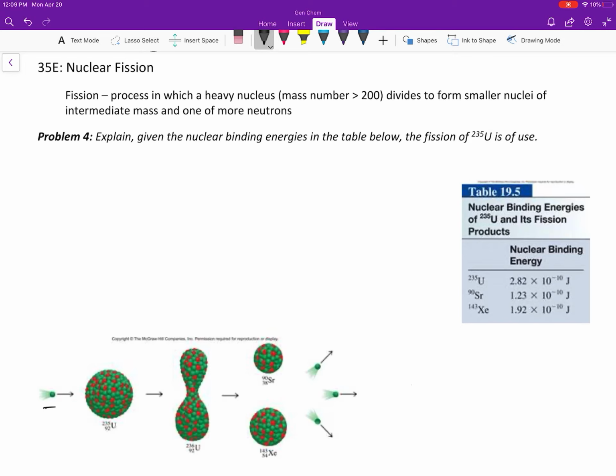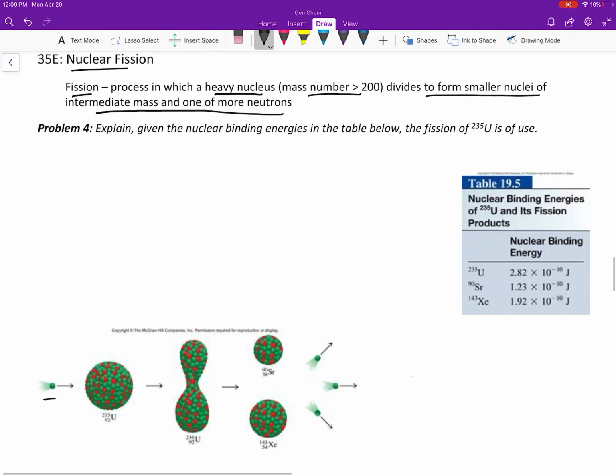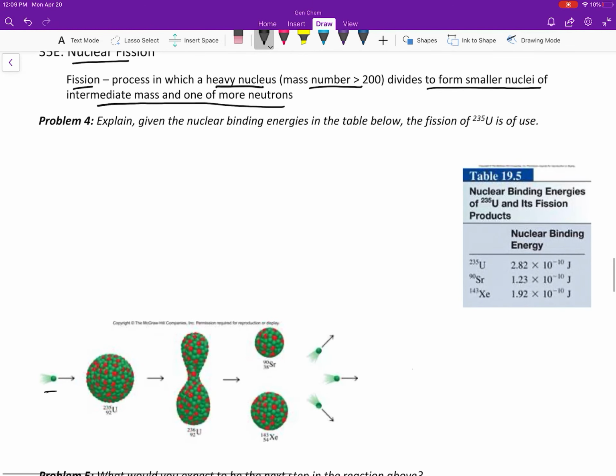Now we're going to talk about nuclear fission, which is the process in which heavy nuclei, mass number greater than 200, divide to form something smaller of an intermediate mass and one or more neutrons. So something heavy breaking apart into something smaller. So that's an important definition. Okay, nuclear fission. Breaking apart.